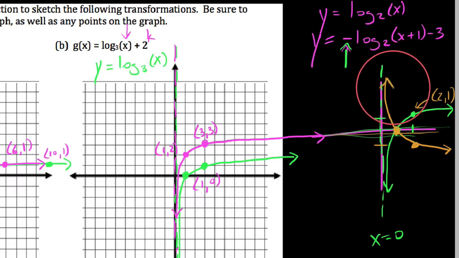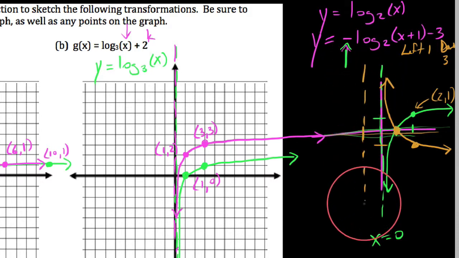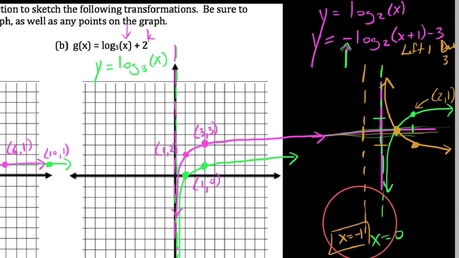So now we're going to apply some shifts. This would be left 1, down 3. We're going to start with the left 1. Since my asymptote was at x equals 0 before, we'll go left 1, and now I've got a vertical asymptote at x equals -1. I am going to ask people to label that, okay? We're going to say left 1, down 3.